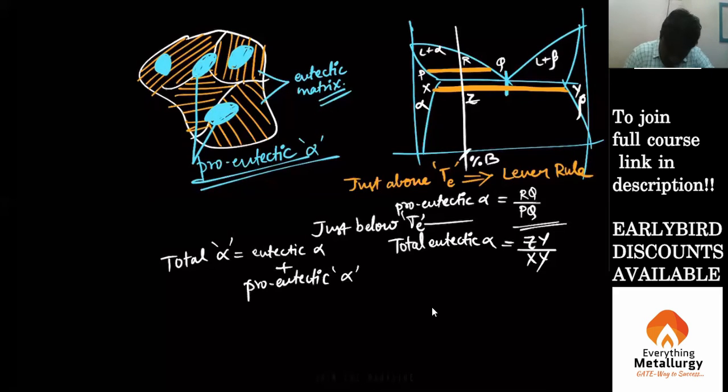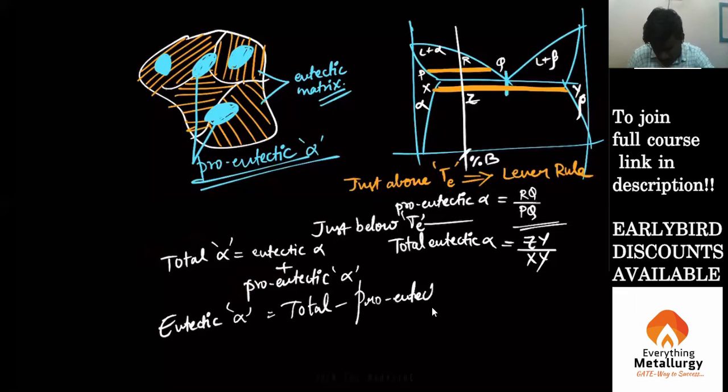So from what we calculated, we know this and we know this. If someone asks you to calculate your eutectic alpha, it's just that easy: subtract the pro-eutectic from the total. It's that simple, and you will get your eutectic alpha calculated. So this is how you calculate the percentages using the lever rule, and the other one is the tie line.